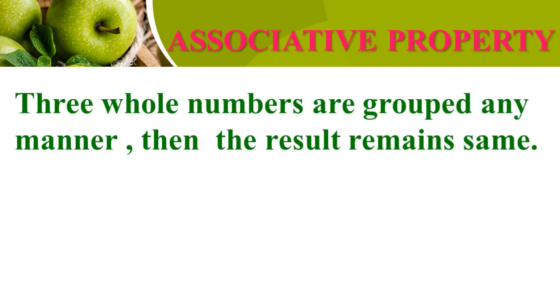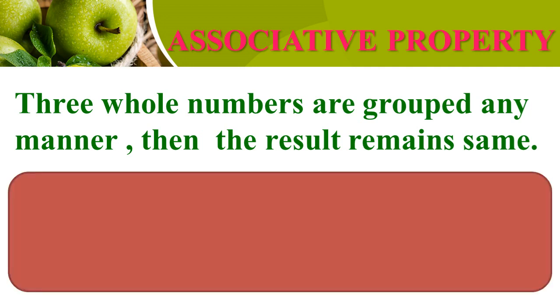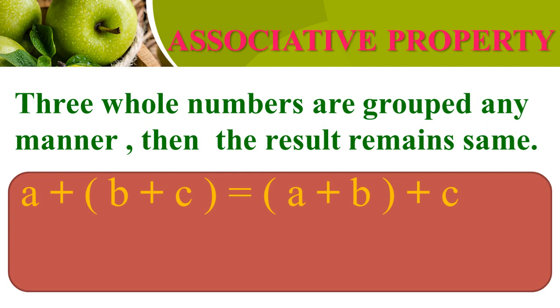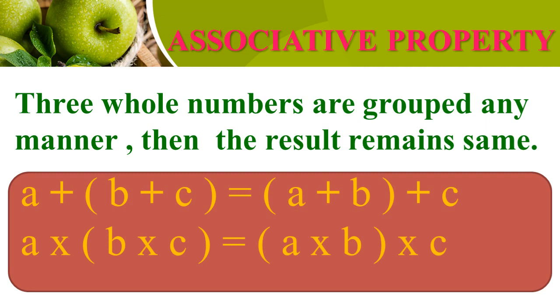Next, the associative property. The associative property of addition and multiplication is: when three whole numbers are grouped in any manner, the result remains the same. That is, A plus (B plus C) equal to (A plus B) plus C, and A into (B into C) is equal to (A into B) into C. Let us check subtraction and division.